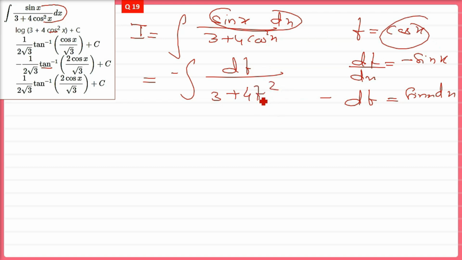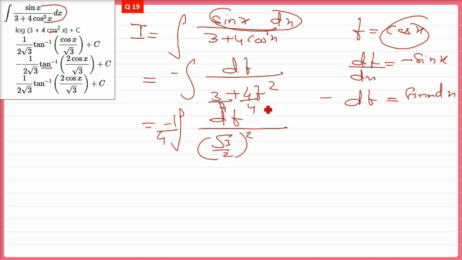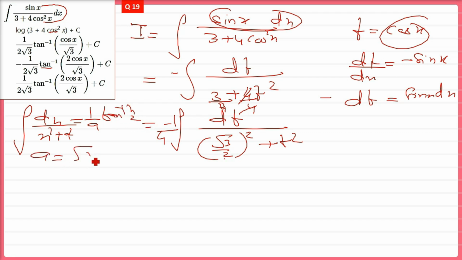And now it's quite clear. You just divide everything by 4. In the denominator you will get a formula, and that formula can be directly applied. I can see the 1/a tan inverse(x/a) formula right now. So negative, 4 I'm taking out from the denominator. So when you take 4 outside, that means you are dividing every term by 4. So dt divided by, this 3/4 can be written as (root 3/2)², and 4 you can cancel out, this will be t². So integration of dx/(x²+a²) is simply 1/a tan inverse(x/a). You already know that.